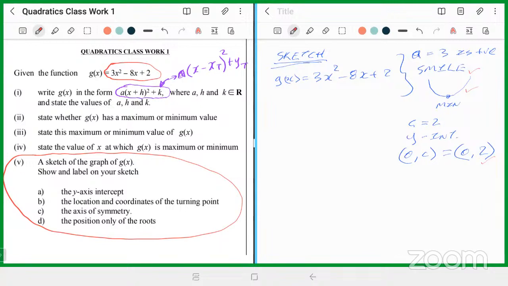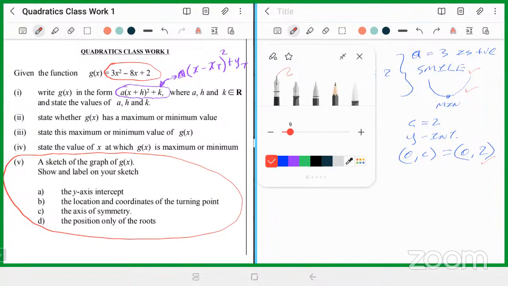It is not able to tell us exactly where that minimum point is. We need xt and yt to know where that point is. That is why we complete the square and write the vertex form. The vertex form helps us to know where the turning point is. So we're going to look now at the vertex form.